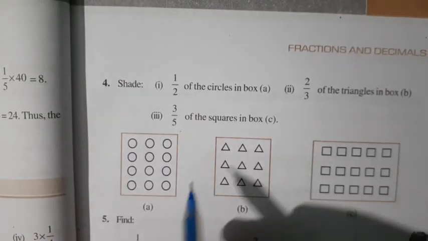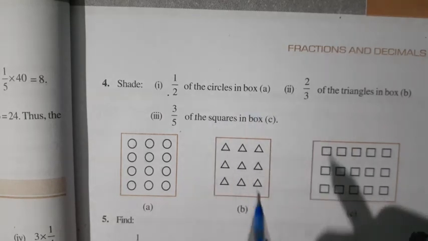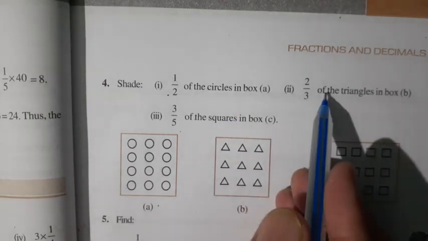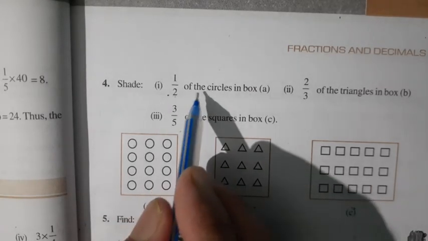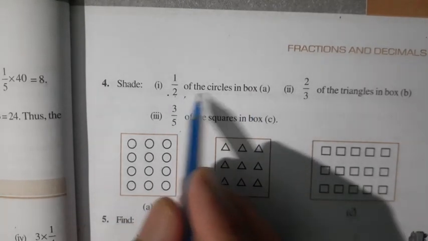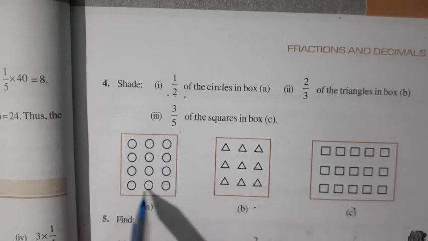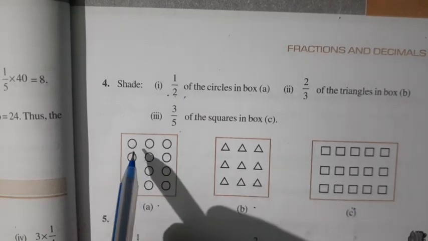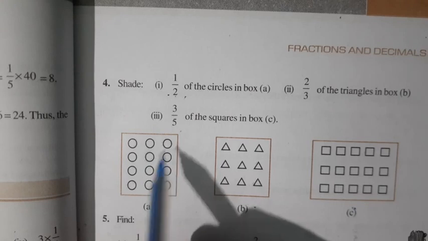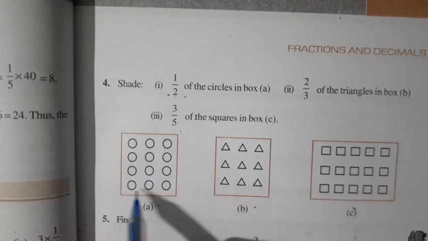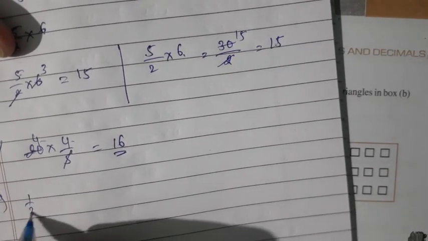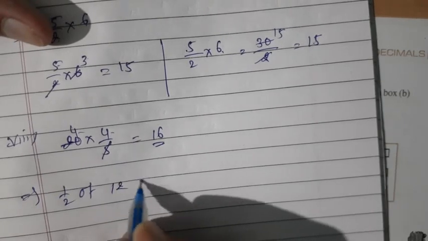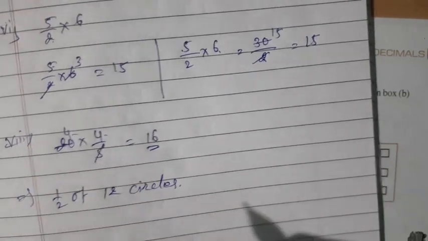Okay, 1, 2, 3: 1 for A, second for B, and third one for C. One half of the circles in the box. First you find out in total how many circles are there. Okay, 1, 2, 3, 4, 5, 6, 7, 8, 9, 10, 11, 12. Total 12 circles are there, and one half of that. So one half of 12 circles.